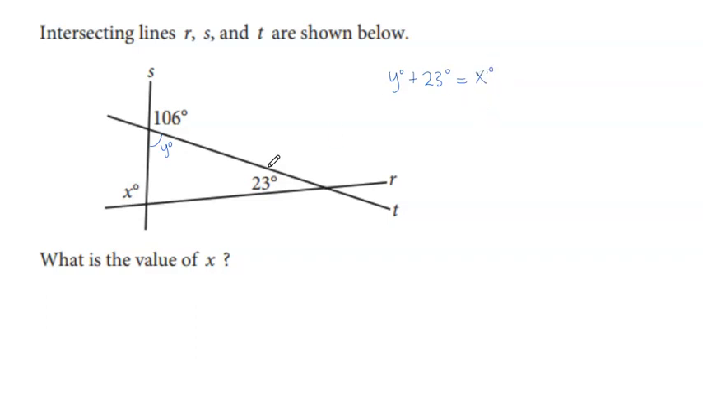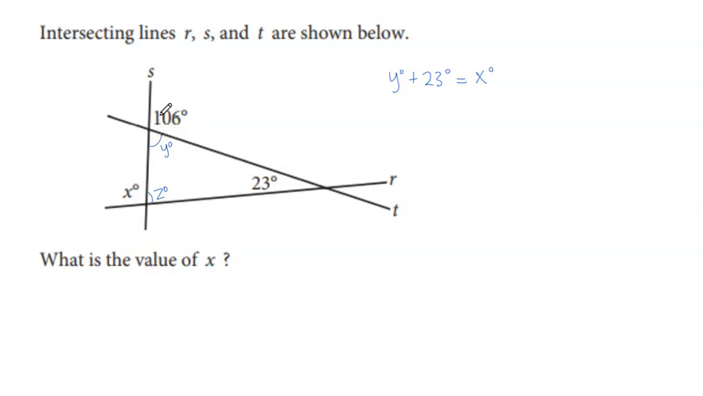But if you don't know this, you can still do this question by knowing this angle here. Let's call it z degrees. If you know this angle z degrees, since x and z are on a straight line, they supplement each other. So that would be 180 degrees in total.